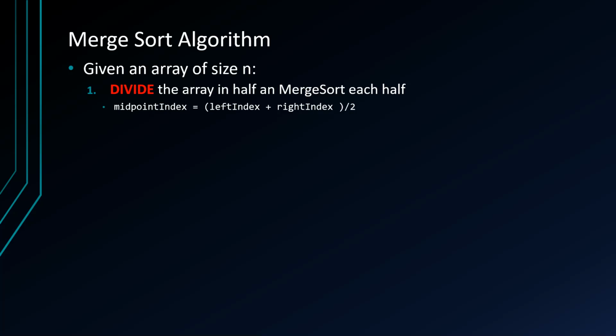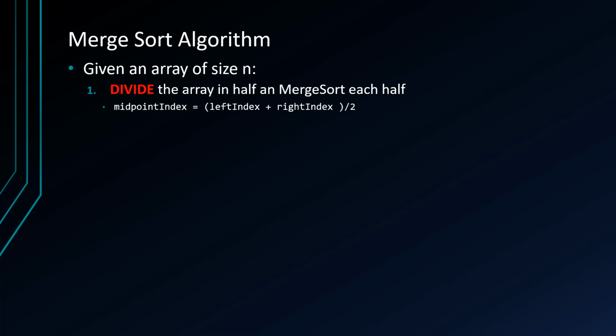But you just got to make sure that the parameters make sense for the algorithm that you're trying to actually solve. So how do we find the midpoint? Left plus right divided by 2. So that's the divide step.